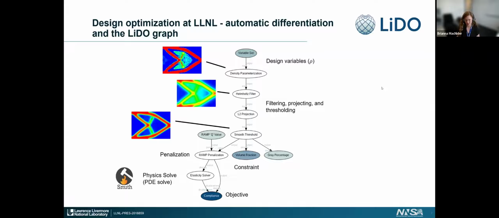So one is that this is very modular, so it's very easy to go in and take one of these operations, one of these bubbles, swap it out for a different one, or reconstitute your graph for a different optimization problem. And the automatic differentiation just works very well with it, so you don't have to stop and redo any derivatives or anything. It happens all for you.